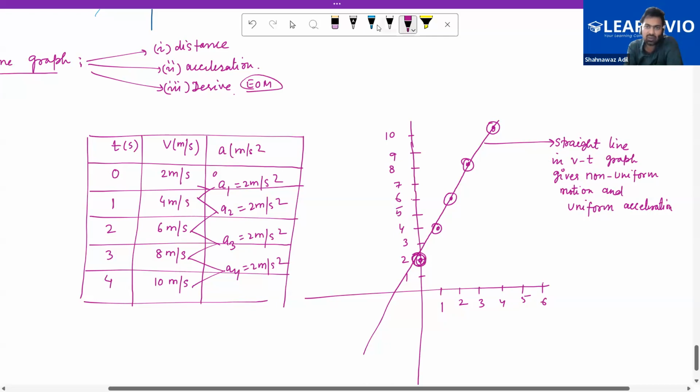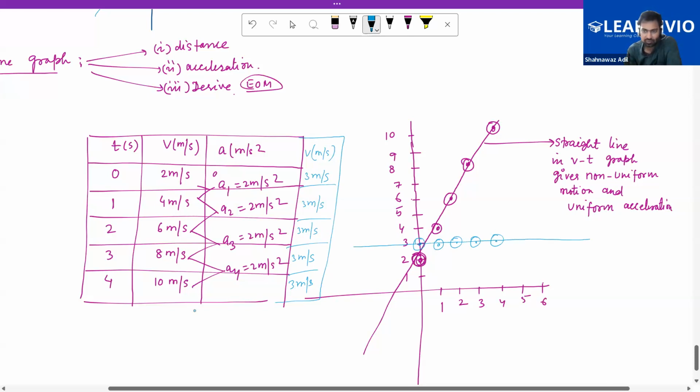But let's say we have data which is like this. This is V in meter per second. This is, let's say, 3 meter per second, 3 meter per second, 3 meter per second, 3 meter per second. So this is the graph that we get.